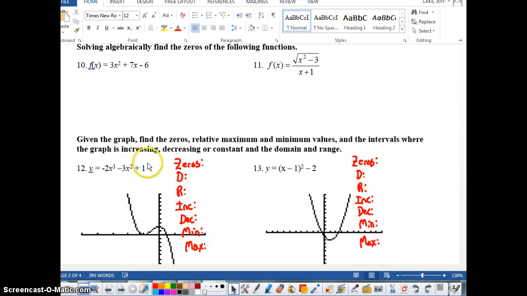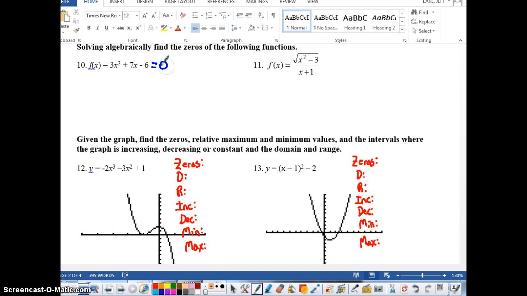This is Unit 1 review. We're going to do page 2, numbers 10 through 13, and number 16. So 10 and 11 here, it's saying solving algebraically, find the zeros of the following functions. When you're finding the zeros, that means you want to set the equation equal to 0 and then solve.